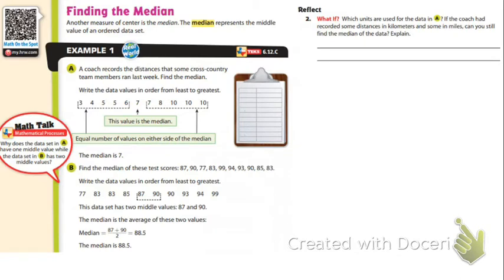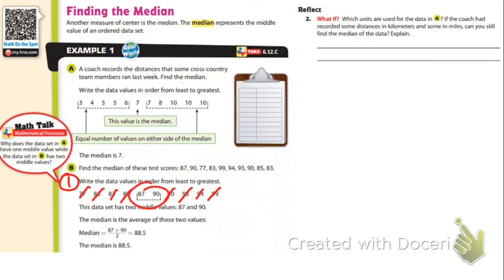All right, so now the next one here: find the median of these test scores, 87, 90, 77, and so forth. So first of all, we have to start off by what? By ordering the data values from least to greatest. However, once we put them in order from least to greatest, if we do what I just showed you guys, scratching off one on each side, we're going to determine that there are 2 numbers in the middle.